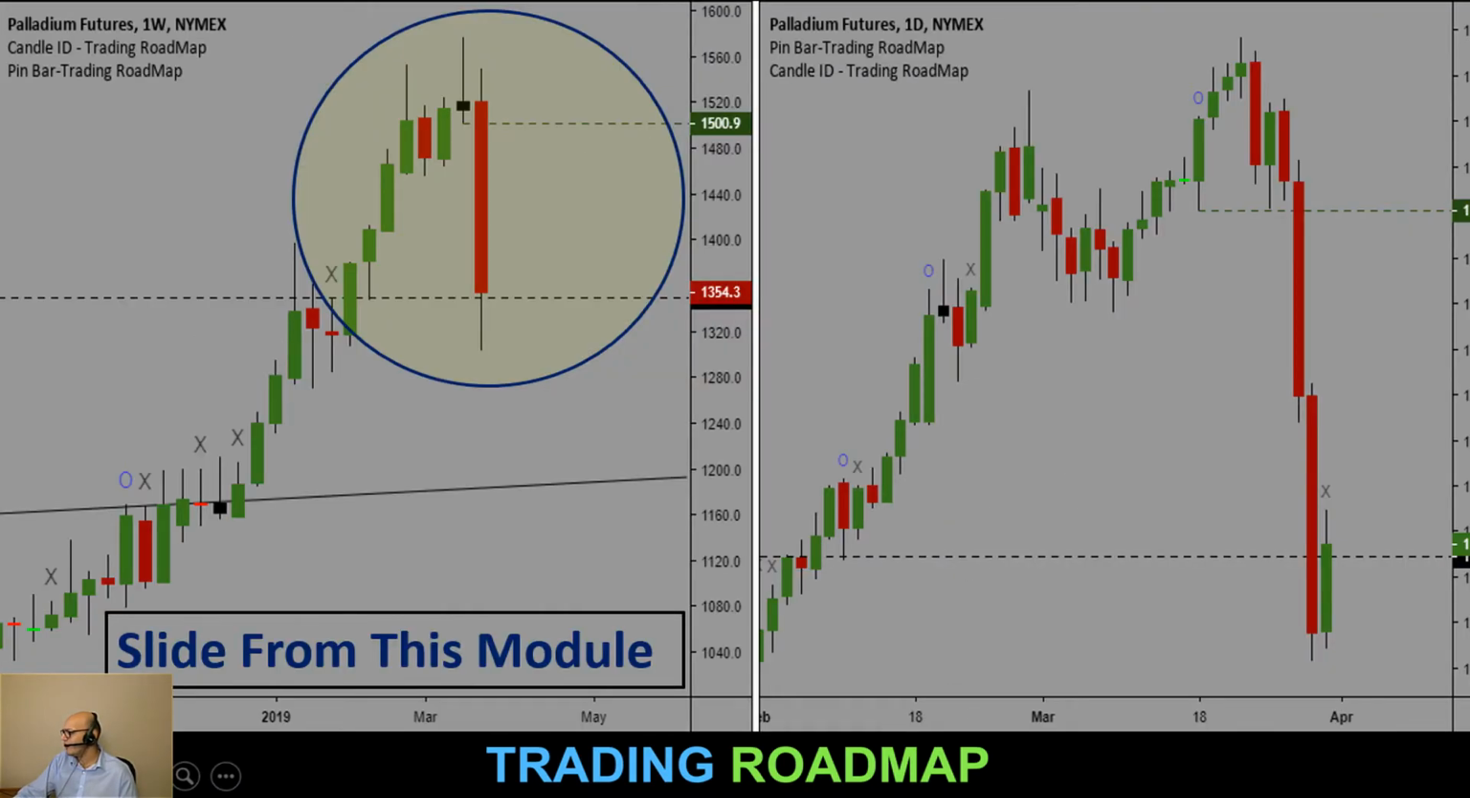So even from today's module, you're going to find the pin bar with the inside bar pattern trigger a massive sell off. That's something you need to take into consideration. So it's very important to understand the inside bar, the outside bar, and the pin bar.